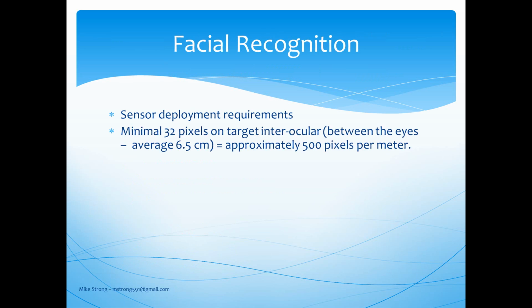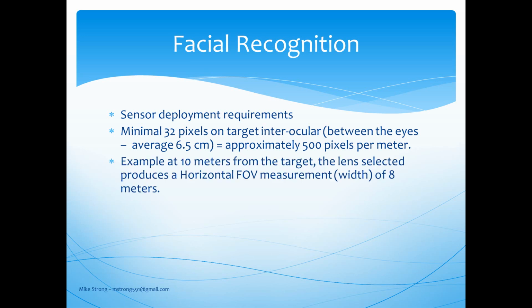First, minimal pixels, as defined by one of the leading vendors of facial recognition software, is that you need 32 pixels on target interocular, that's between the eyes, which is an average about 6.5 centimeters. All this works out to a value of approximately 500 pixels per meter is what's required as a value for the resolution of the imager.